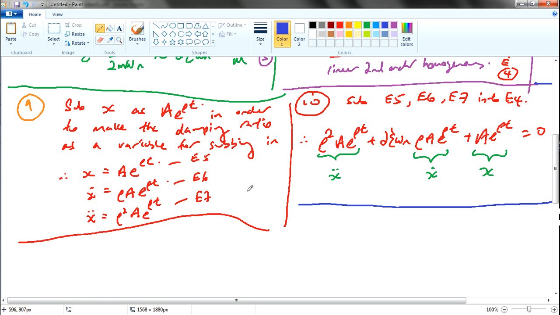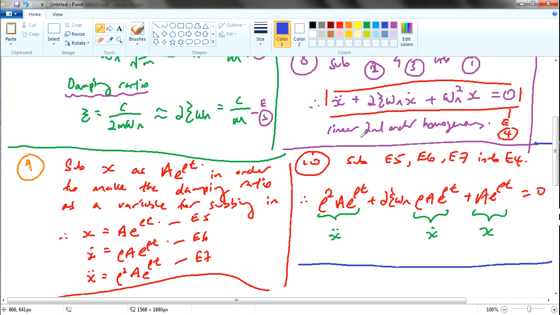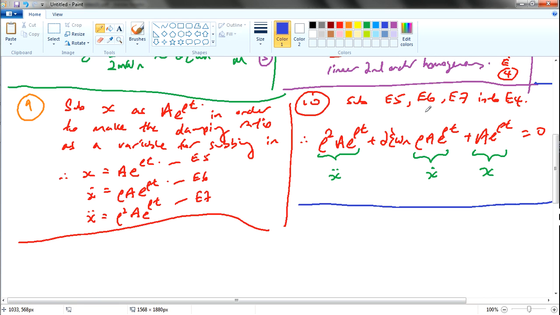And then x dot is equal to rho A e^(rho t). You just differentiate one time, differentiate a second time, and then you sub all this back into this equation. So this is x double dot, and this is x dot. I didn't change anything. I just sub all this back into this equation. That's all.